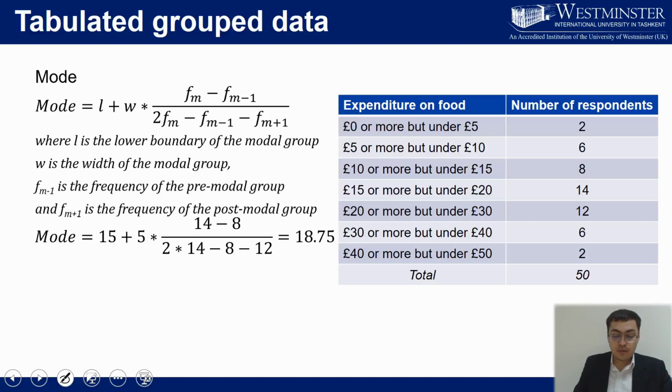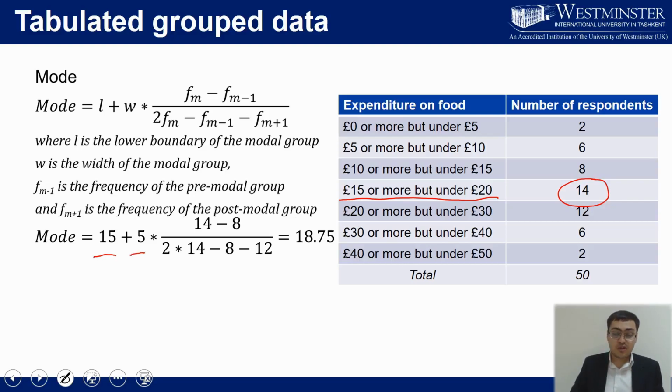The modal group is very easy to identify. It will be the group with the highest frequency. In this case, that is going to be between 15 and 20. As a result, the lower boundary of my modal group is 15. To that, I add the width of my modal group, that is 20 minus 15, which is 5.